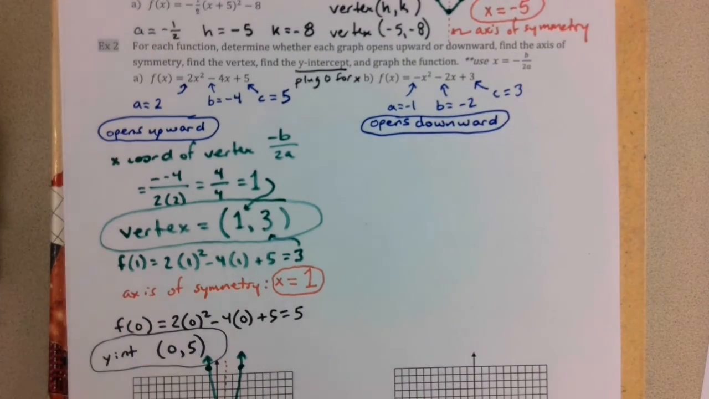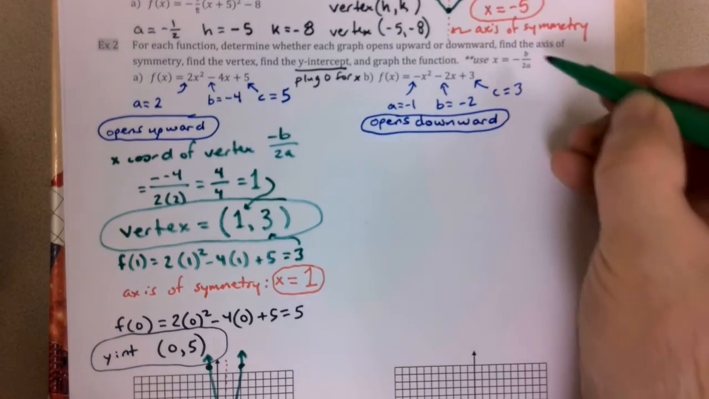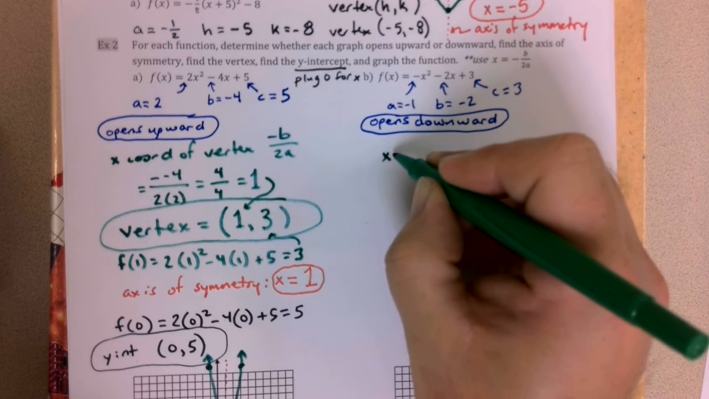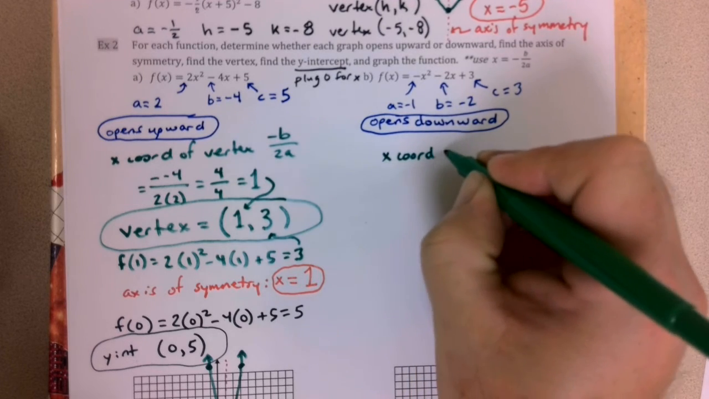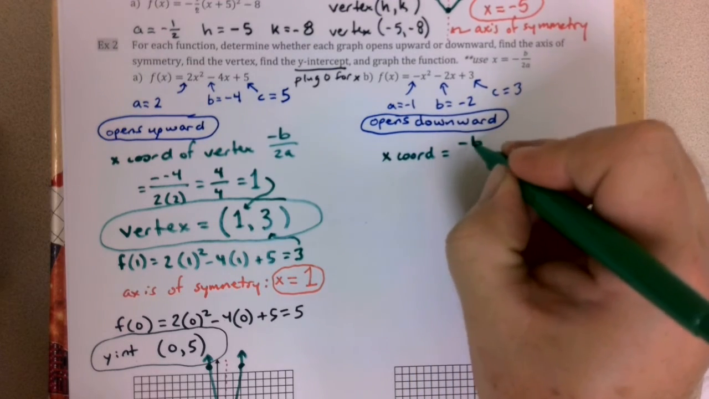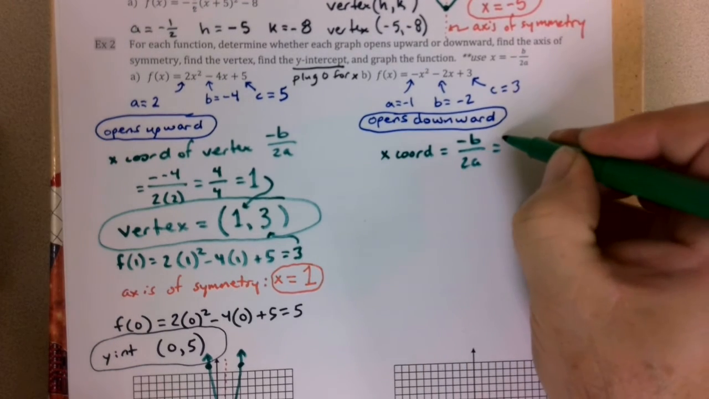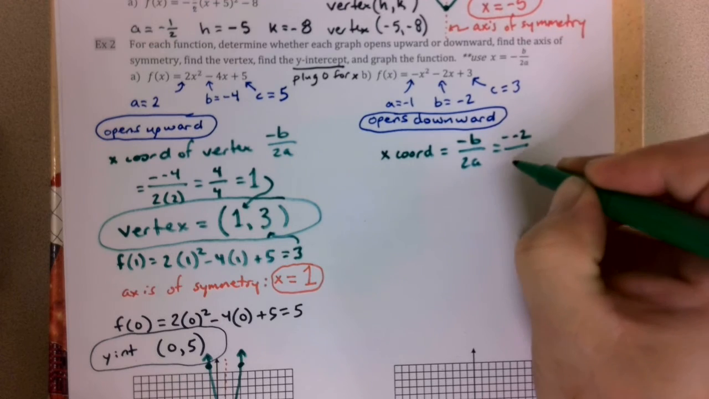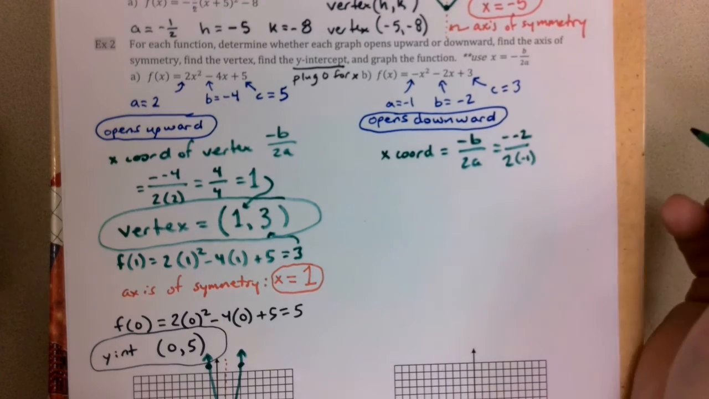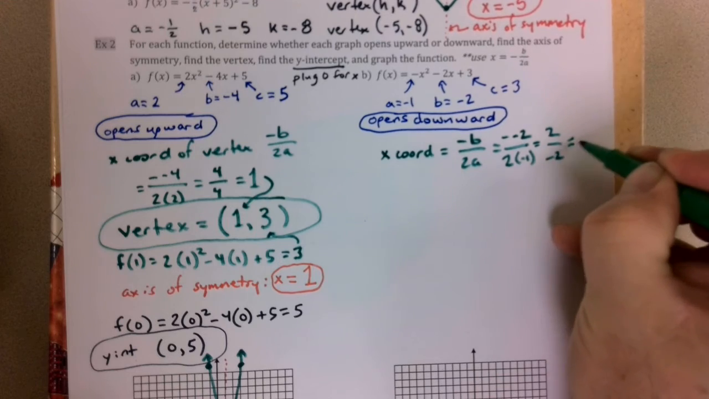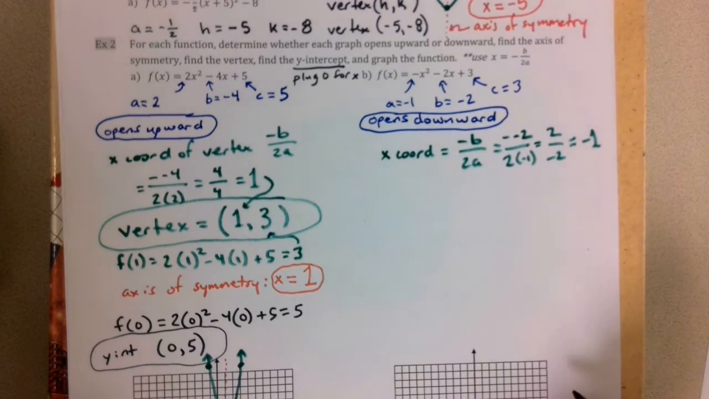Then from there, we're going to calculate our vertex. And in standard form, to find the x-coordinate of the vertex, we use that x-coordinate is equal to the opposite of b over 2a, and we plug those numbers in. So for this problem, it would be the opposite of negative 2 over 2 times negative 1, which would give me 2 over negative 2, or a negative 1.